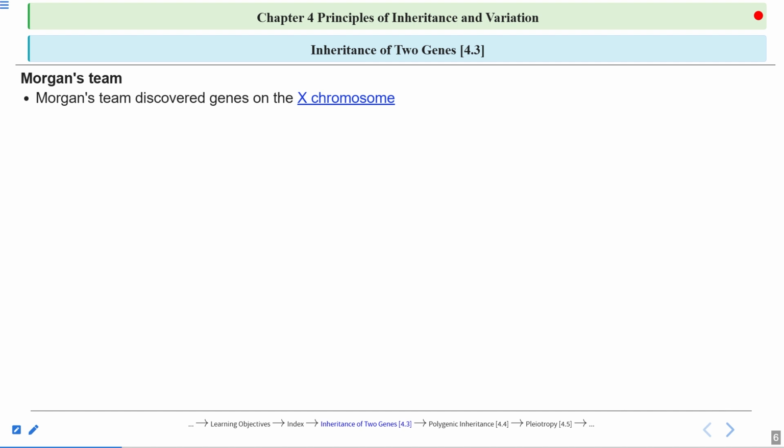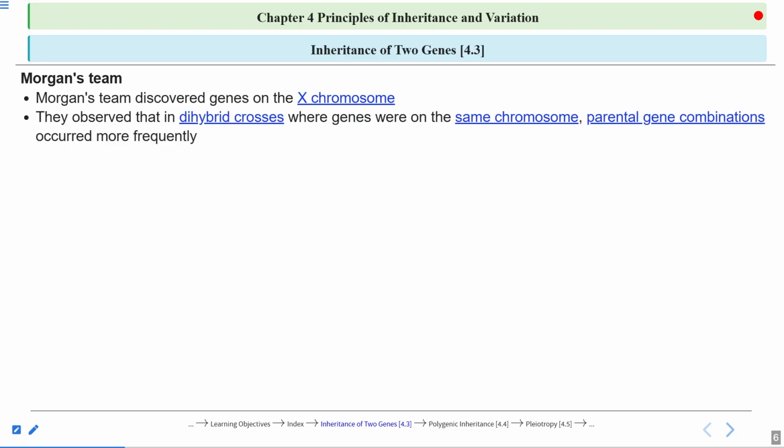Clear? So Morgan and his team conducted dihybrid crosses in Drosophila, and they discovered genes on the X chromosomes. Now they observed that in dihybrid crosses where genes were on the same chromosome. So Morgan was studying the genes on the X chromosome. And what did they observe? They observed that in the dihybrid crosses involving this X chromosome, the genes were present on the same chromosome, and the parental gene combination occurred more frequently as compared to the recombinants.